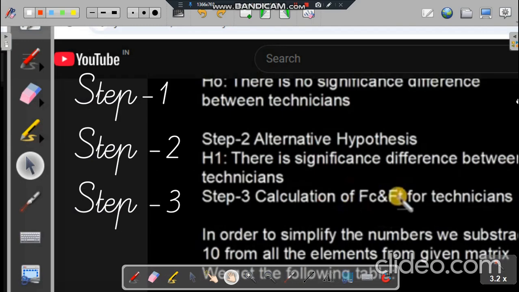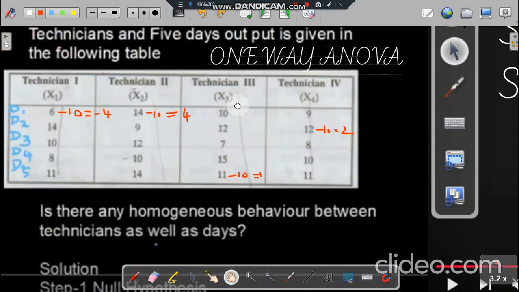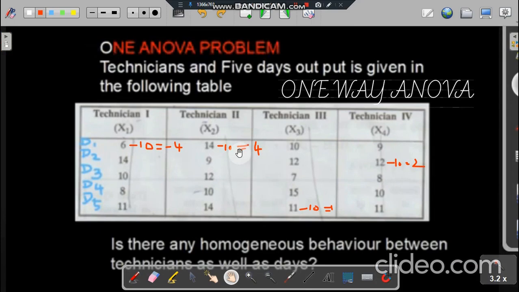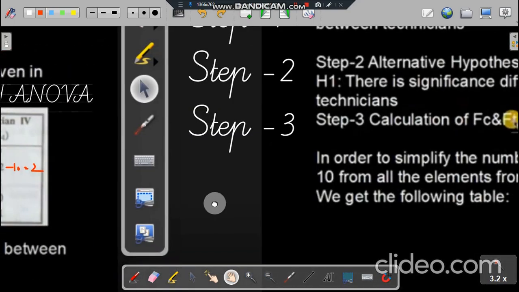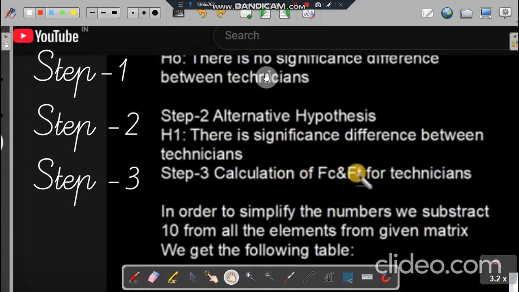Now look at that. This is the first step. We have assumed that H0 is no significance between the 4 technicians. I mean, in this particular problem, 4 persons or technicians are acting equally. That's what we understand. So the null hypothesis is accepted, and the alternative hypothesis rejected. There is significance difference is rejected, and there is no significance is accepted.